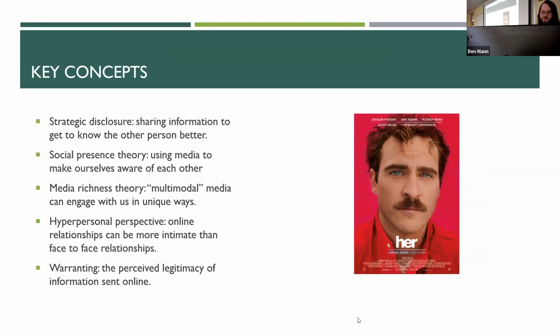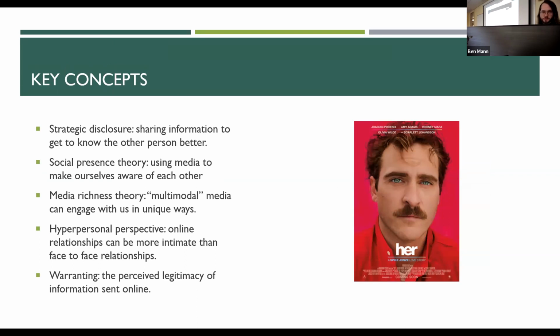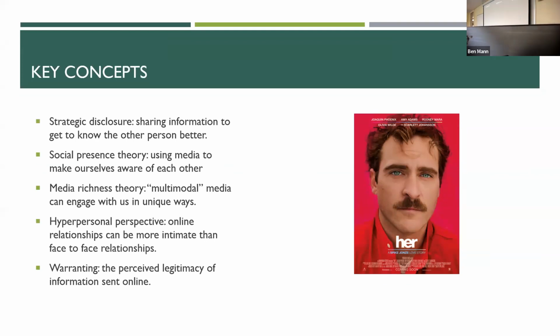So the premise of this film is kind of interesting, right? We have the main character here, Joaquin Phoenix, who you might know as the Joker. His character lives in a kind of near future society. And the premise is that he starts communicating with an AI voice. The only way that he can communicate with this virtual person is through just audio communication.